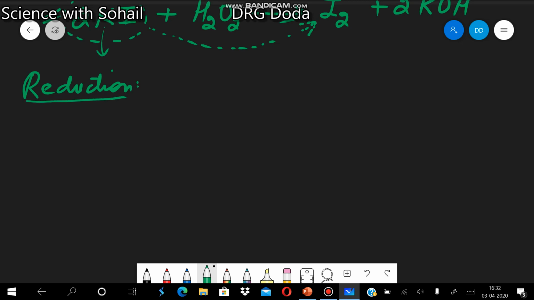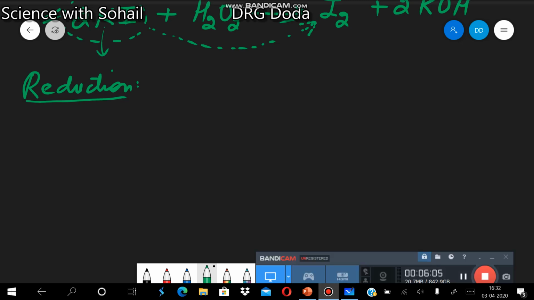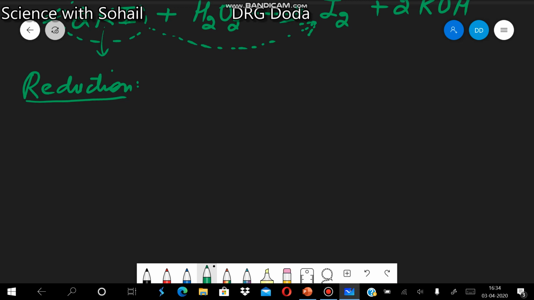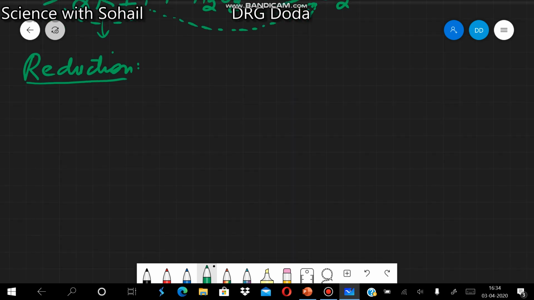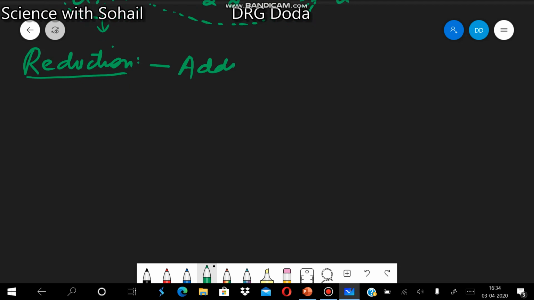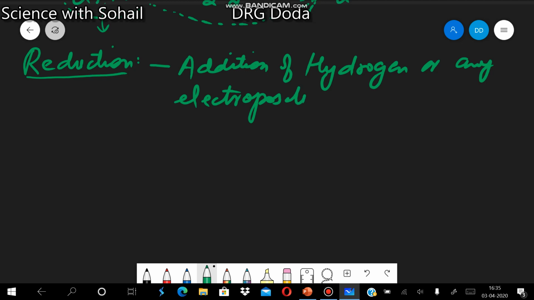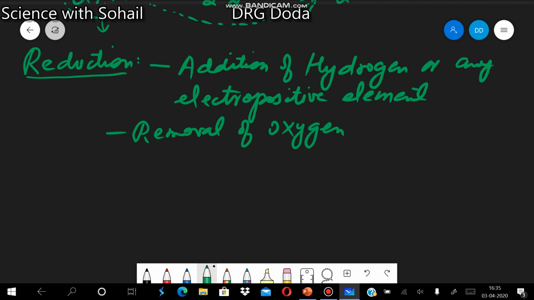Now reduction. Reduction is the process that involves the addition of hydrogen or any electropositive element, or the removal of oxygen or any electronegative element.